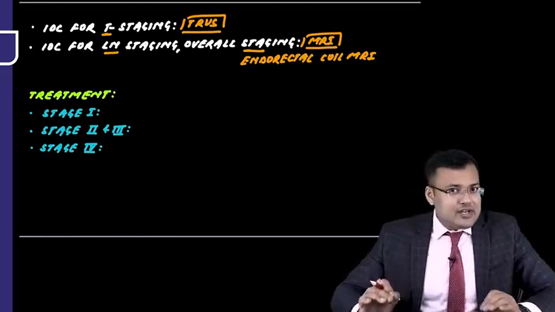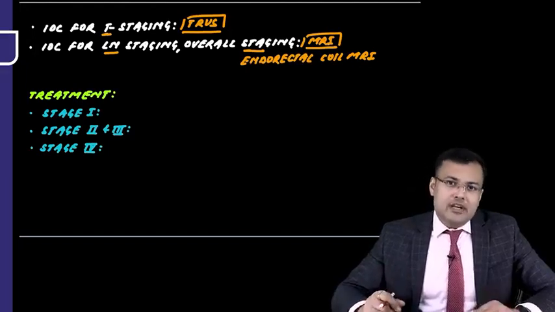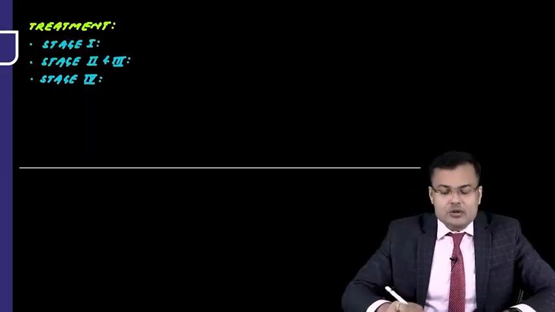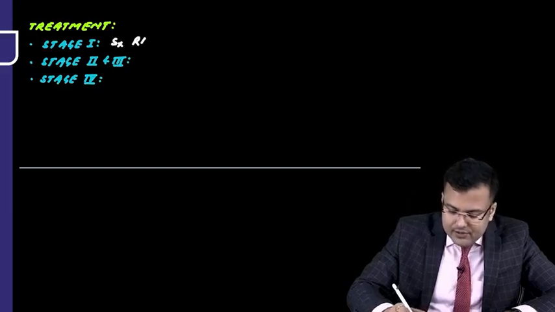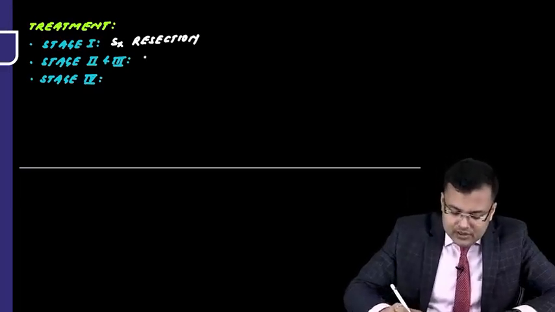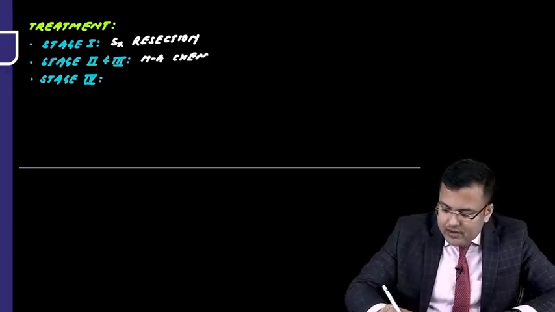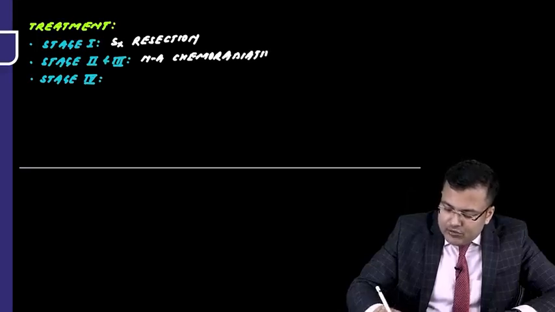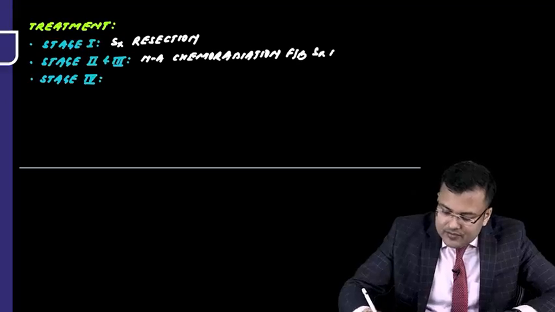Surgical resection is the treatment for stage 1. In the rest of the stages, we have to give neoadjuvant chemoradiation. So for stage 1, we go for surgical resection. For stage 2 and 3, we go for neoadjuvant chemoradiation. The tumor is downstaged, followed by surgical resection.